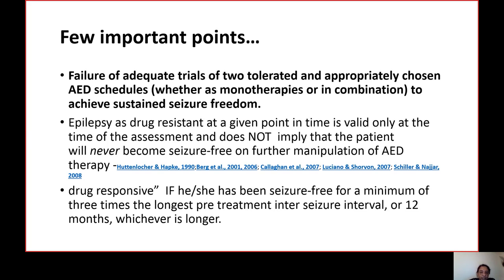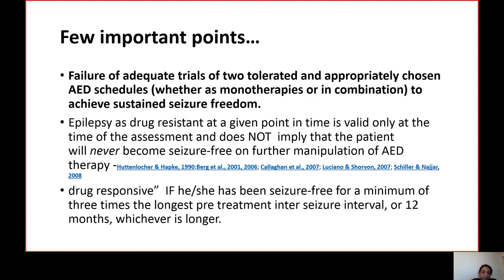There are a few studies done at different points in the last decade. What they suggest is that drug resistance in epilepsy is valid only for that point in time. Say we detected it for the last 6 months, then that is valid for that point in time, but it does not imply that the patient will never become seizure free. Basically, that gives us a further chance to manipulate with certain anticonvulsants. So that was in the last decade. And even the latest reviews have shown that, I will come to that later, but these are the initial things that we found.